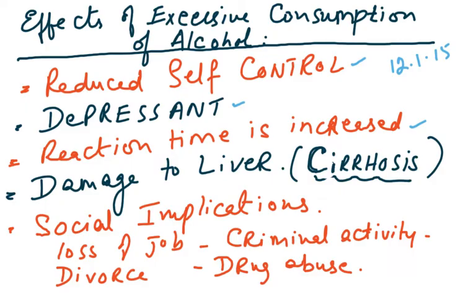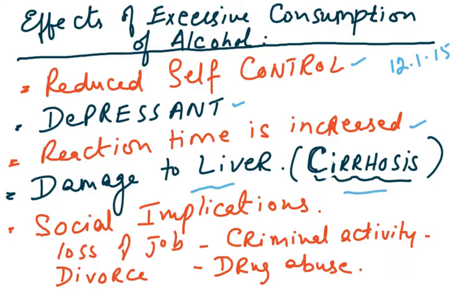Then of course, because the alcohol is going to enter your bloodstream and then be taken to the liver through the hepatic portal vein, it is going to be detoxified in the liver, and during that process, it is going to damage the liver cells. So the person is going to ultimately suffer from liver failure, which is called cirrhosis of the liver.